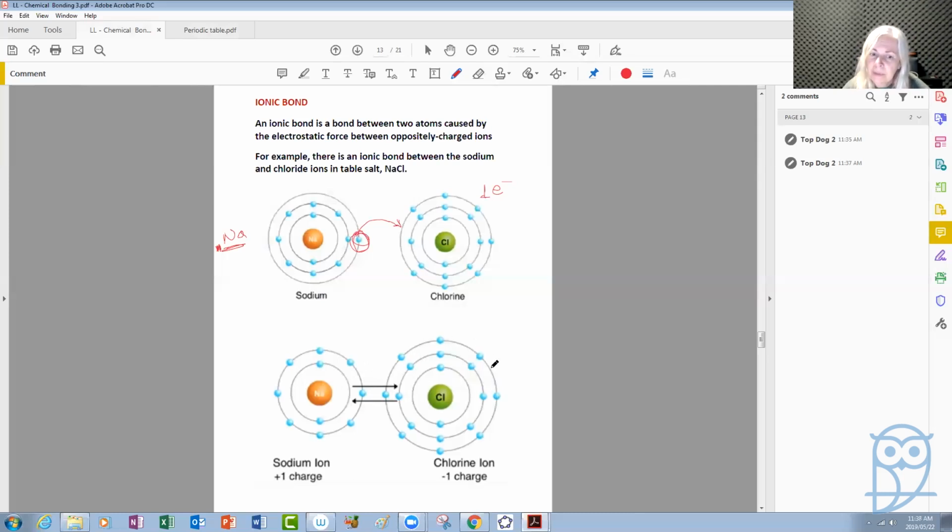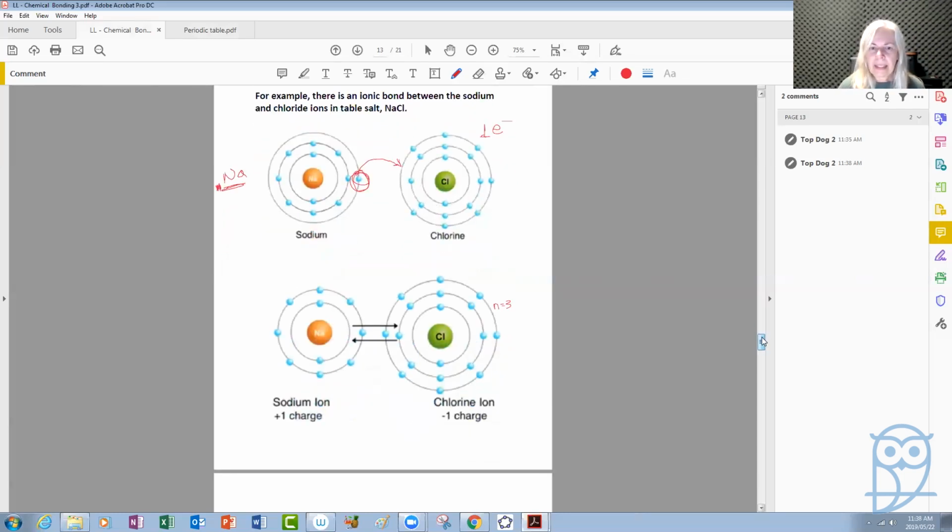Now the chlorine here has acquired a structure with 8 electrons in its outer energy level, the 1, 2, 3 energy level. This is the n equals 3 here, in its outer energy level. And what do we have now? The sodium missing now one electron. Remember that the sodium in its nucleus has 11 protons, and the chlorine has 17 protons.